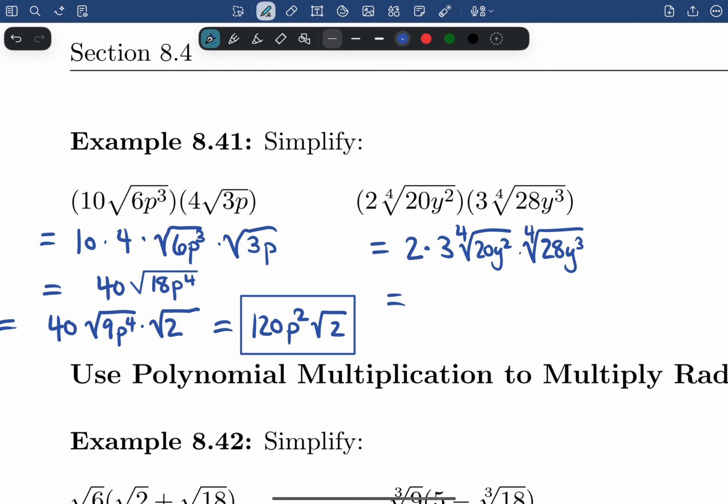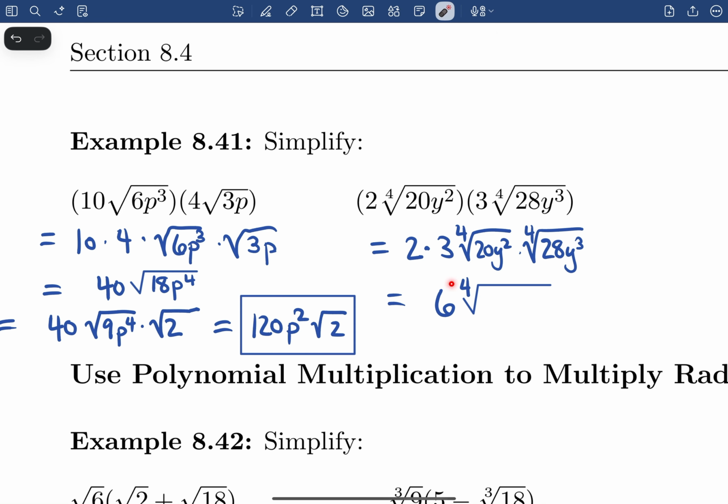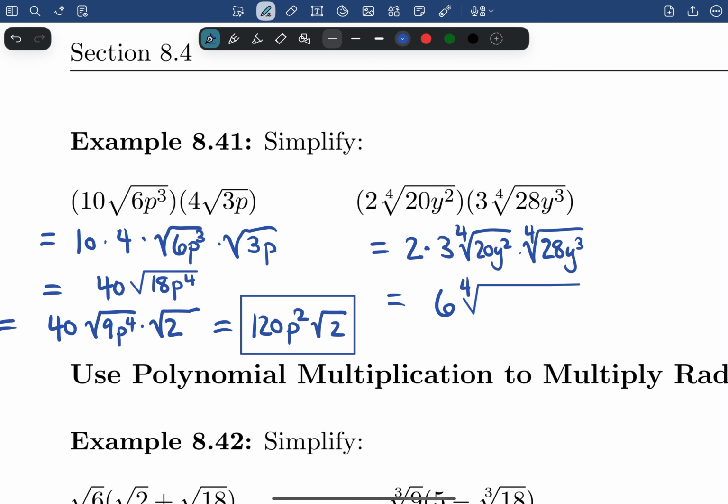Okay, now multiplying 2 times 3, getting 6. And then using the product rule to combine two radicals into one single radical with the same index, 4th roots, I can multiply 20 times 28. And 20 times 28, well, that's 280 times 2. That's going to be 560. And y squared times y cubed, that's going to give me y to the fifth. All right, why did I just combine all this together? So that I can break it all apart again.